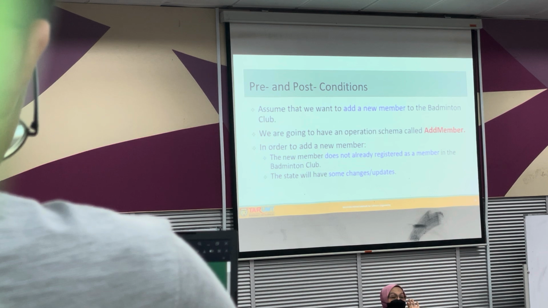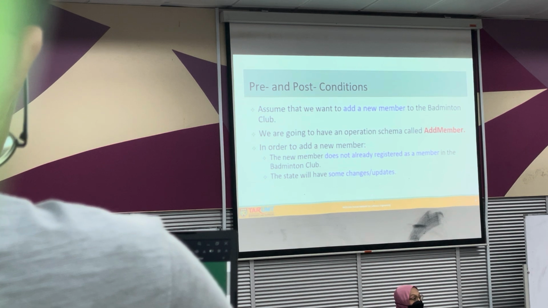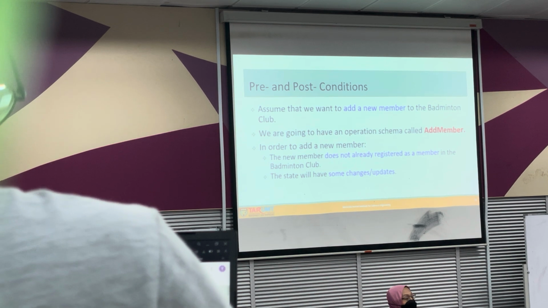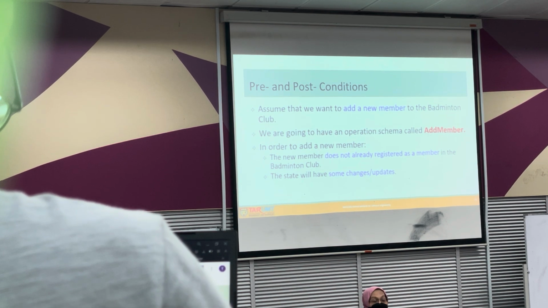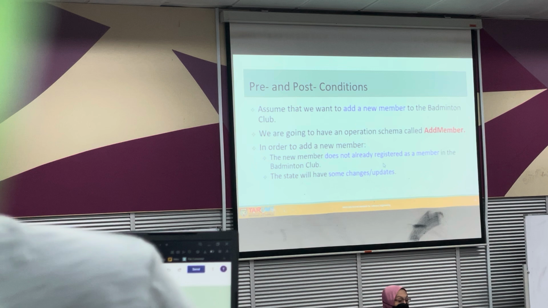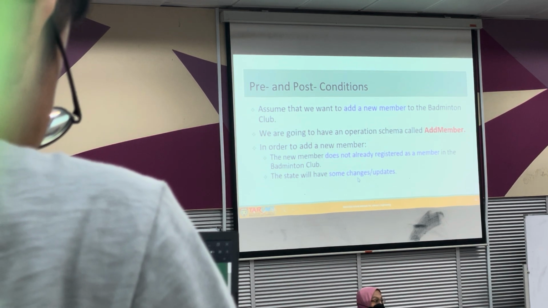So these are the things you have to ask when you want to start doing your operation schema. What are the inputs? Is there any operation or update involved? Is there any precondition involved or not? Everything you must ask yourself before you proceed with the operation schema. So let's say I want to add a member. The condition is not a member yet, and I will need some changes to my database data.